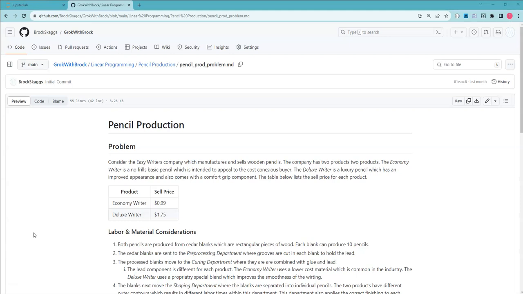Then in follow-on videos, I will create, we'll actually show how to take that mathematical model and run it through a solver, whether it be in Microsoft Excel, a graphical method, or using Pyomo plus GLPK, and actually solve the model and interpret the results.